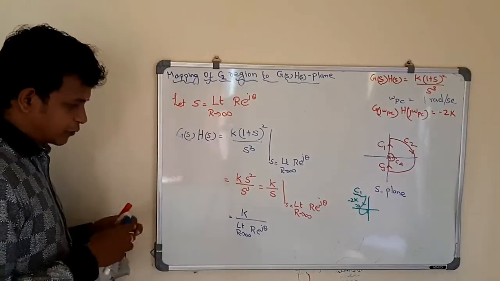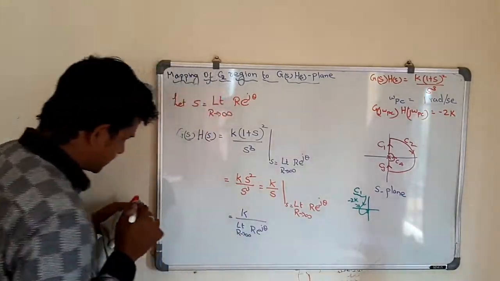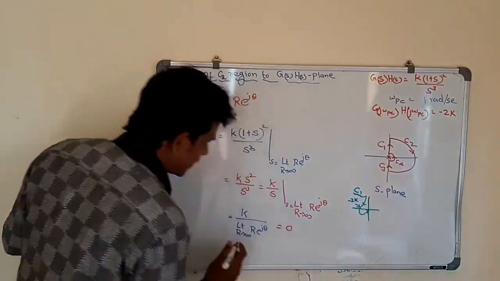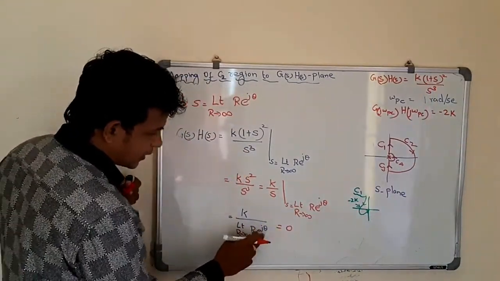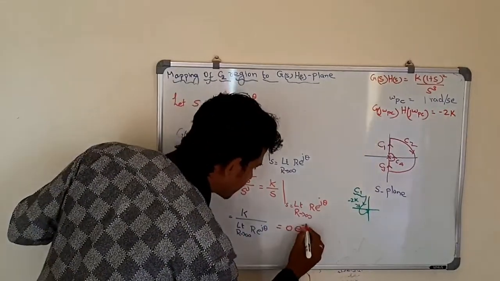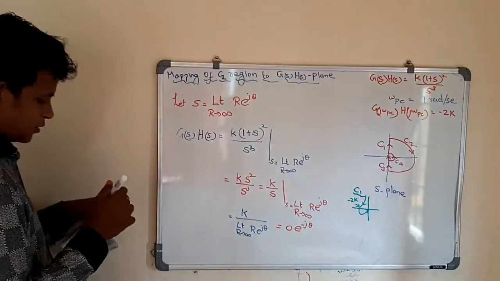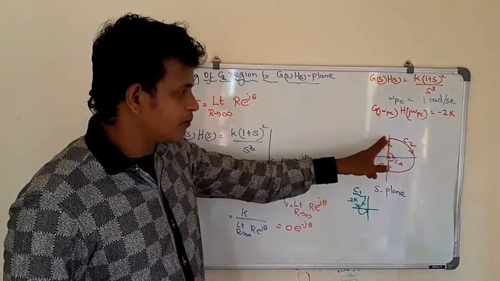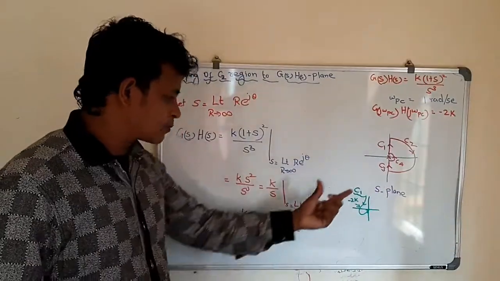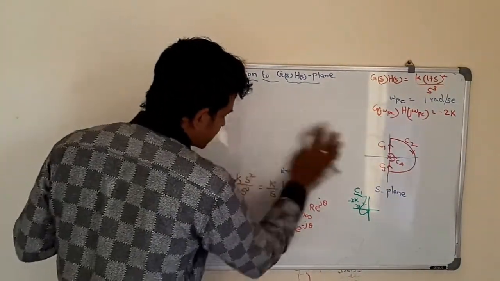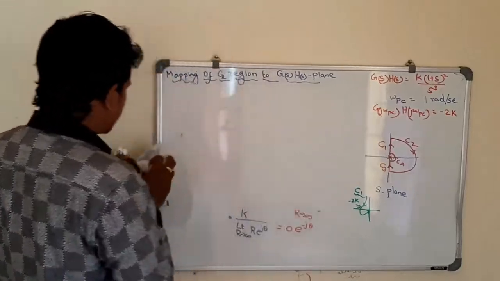So this is equal to 0. K divided by infinity is 0. And when I take e power j theta to the numerator, it becomes e power minus j theta. Okay, so e power minus j theta. And now again this theta varies from plus pi by 2 to minus pi by 2. When theta equal to plus pi by 2, let us see what is happening here.